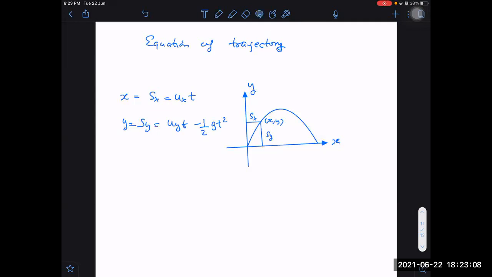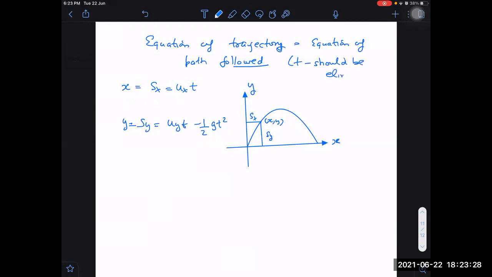Yes, sir. What do we mean by equation of trajectory? Equation of trajectory means only x and y will be there. t should be eliminated. It is the equation of the path followed. So path followed equation means t should be eliminated.